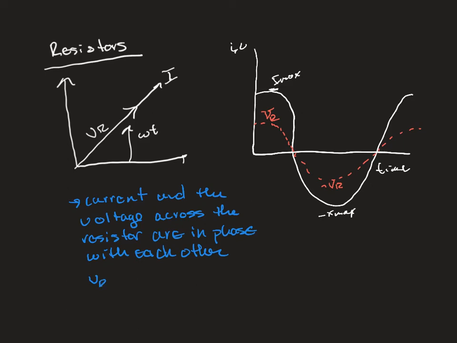So the voltage across the resistor is going to equal the maximum voltage across the resistor times the cosine of the angular frequency of the circuit times T. So you can use this equation to find the voltage across the resistor at some time T. And going back and applying Ohm's law, the voltage across the resistor is equal to the current times the resistance.